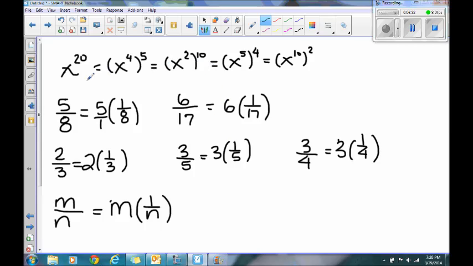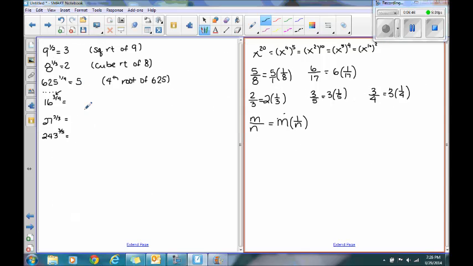These two ideas, this initial idea of breaking apart a number into a product of two things, and being able to break a fraction into the product of these two things, we're going to combine those ideas together to help us figure out and evaluate things like 16 to the 3/4, 27 to the 2/3, 243 to the 3/5 power.